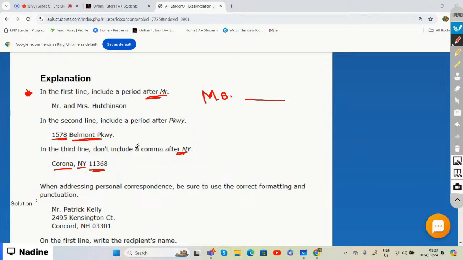And then on the third line, and remember with the street name, right? Whether it is lane or street or drive or avenue, you need to put a period after the last word. And then on the third line, you have your city, comma. Then you have your state abbreviated, no comma. And then we have our zip code.